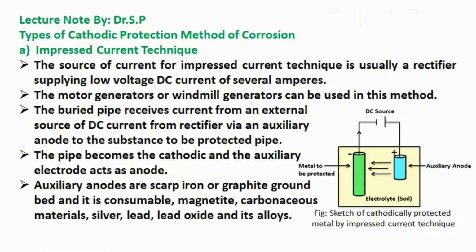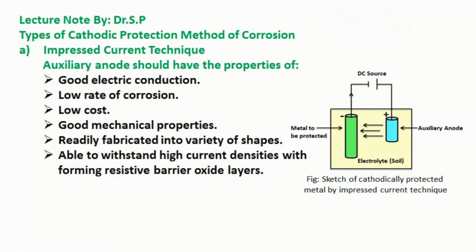The buried pipe receives current from an external source of DC current, from the rectifier via an auxiliary anode, to the substance to be protected, the pipe. The pipe becomes the cathode and the auxiliary electrode acts as the anode. Auxiliary anodes are scrap iron or graphite ground bed, which is consumable, magnetite, carbonaceous materials, silver, lead oxide and its alloys. An auxiliary anode should have the properties of good electric conduction, low rate of corrosion, low cost, good mechanical properties, readily fabricated into a variety of shapes, and able to withstand high current densities without forming resistive barrier oxide layers.